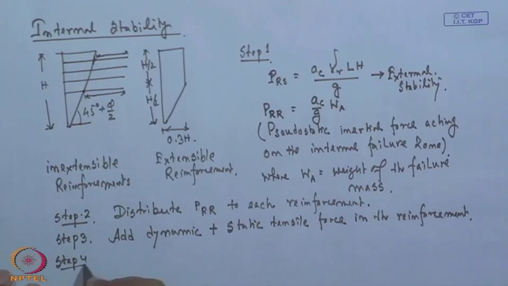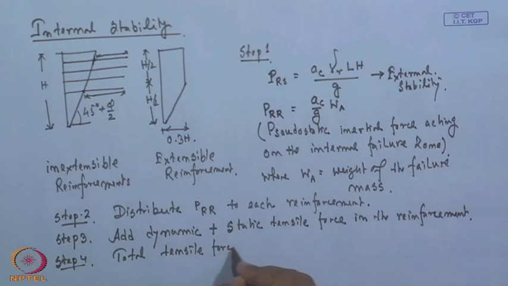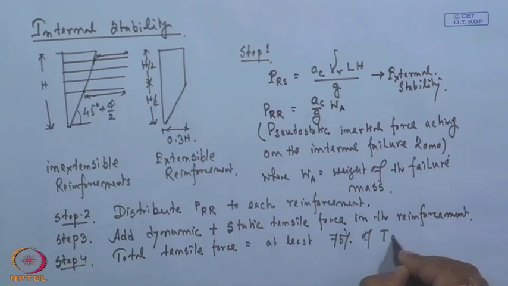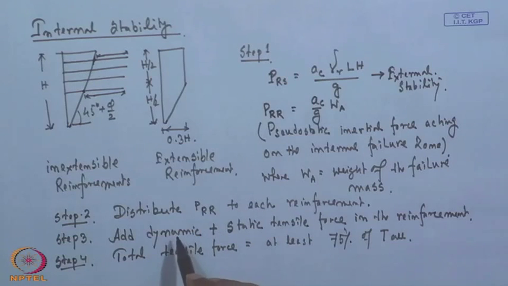Now, step 4: once we add the dynamic and the static forces, this total tensile force should be at least 75% of T_allowable. That means the total tensile force due to the dynamic and the static should be around 75% of the T_allowable.